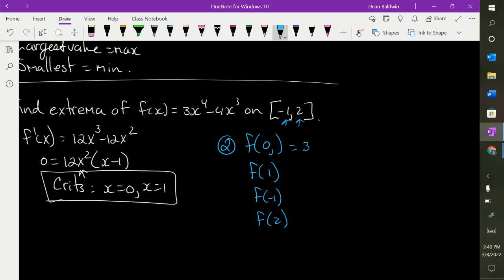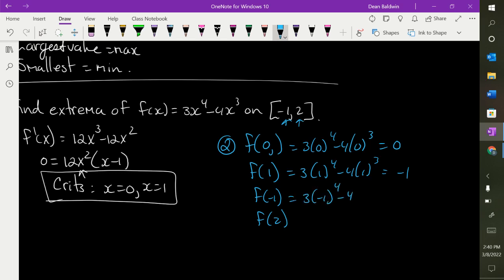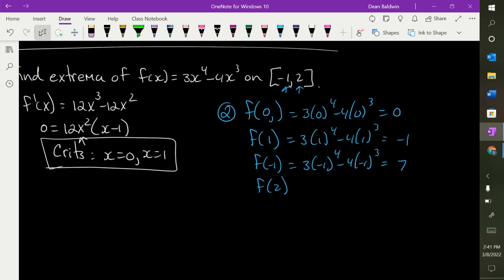Those are plugged into the original function to figure out what value it is. So if I put 0 into there, I get 3, 0 to the 4, 0 cubed. That's going to give me 0. F of 1 is going to give me, which is -1. F of -1 it's going to give me 7. And f of 2, what does f of 2 give me? 2 to the 4th minus 4, 2 cubed. You get 16. These are your y values.